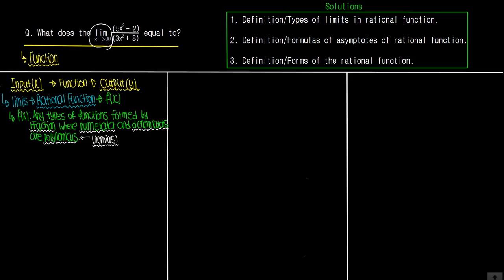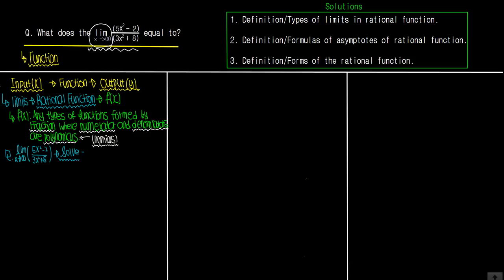So basically, we're trying to solve our limit question. Our main question in this case is to solve for the limit as the x value, or input, approaches infinity, of (5x squared minus 2) over (3x squared plus 8). We're going to solve this value, and if we solve this value, we're done with this question.